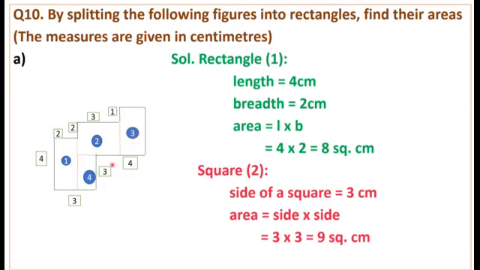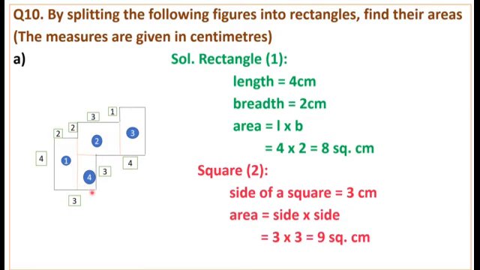And in the fourth figure you can find that the length is 3 centimeter and the width is 1 centimeter. How is it 1 centimeter? We find the total is 3 centimeter, and when we take parallel to this, it is 2 centimeter. So when we subtract 2 centimeter from this 3 centimeter, the remaining one is 1 centimeter. So we are getting 1 centimeter.